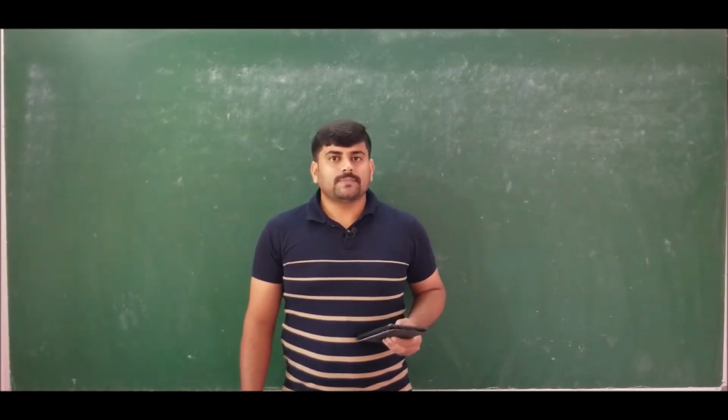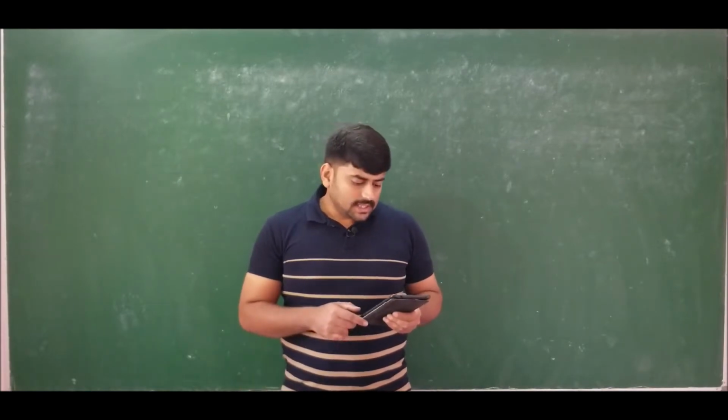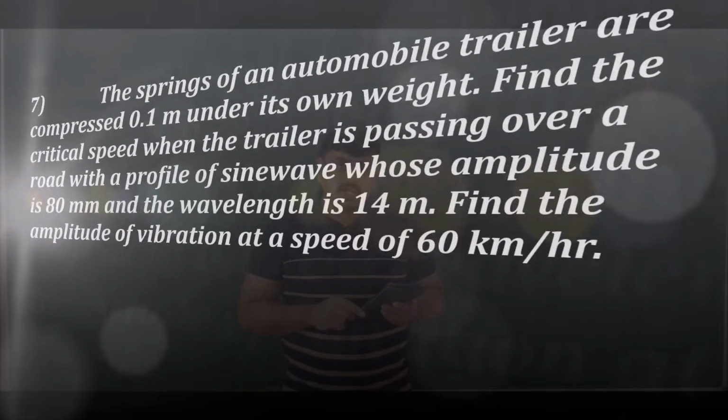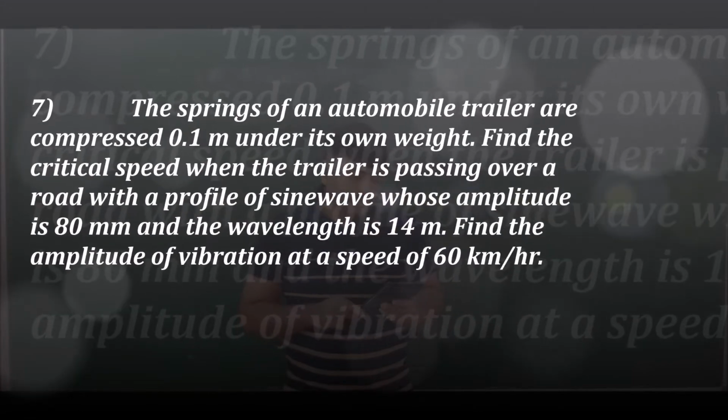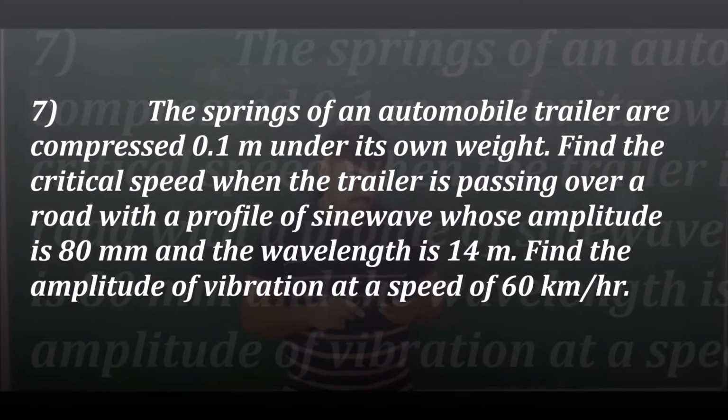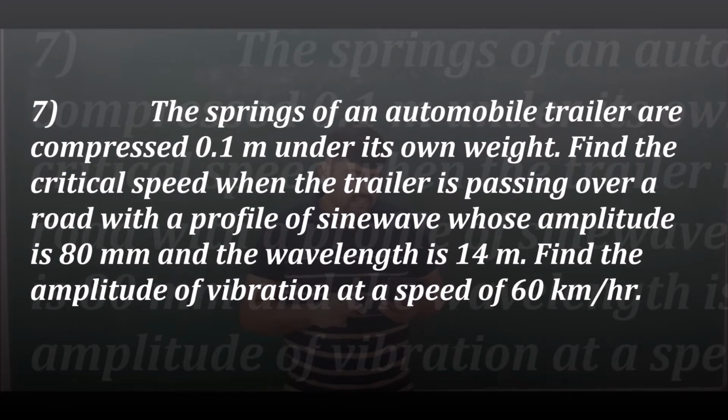Now moving ahead, problem number 7 states that the springs of an automobile trailer are compressed 0.1 meter under its own weight. Find the critical speed when the trailer is passing over a road with a profile of sine wave whose amplitude is 80 millimeters and the wavelength is 14 meters. Find the amplitude of vibration at a speed of 60 km per hour.